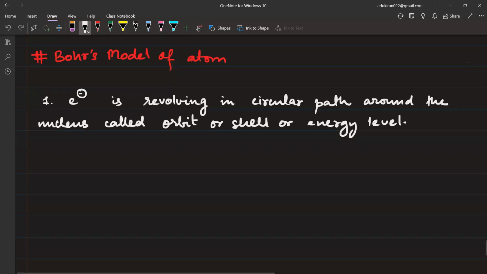He said it is an energy level because each and every element has a particular work function. Work function is nothing but the energy required to remove electron. So that electron will be having certain energy. That is why it is requiring energy to get removed. So that is also called as energy level or shell or orbit. And the second point.